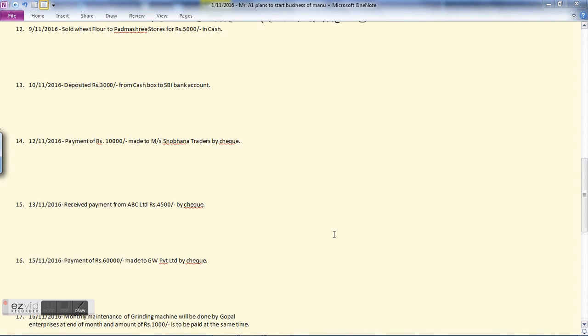Everyone. Now we will start with our next transactions of our journal entries. So there were 23-24 transactions. We covered half of it in part 1, and now let's begin with transaction number 12. Transaction number 12: sold wheat flour to Padmashri stores for rupees 5,000 in cash.